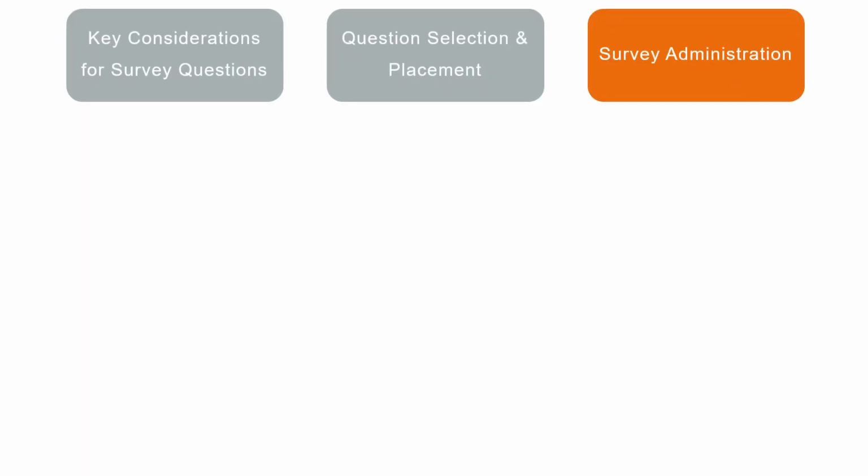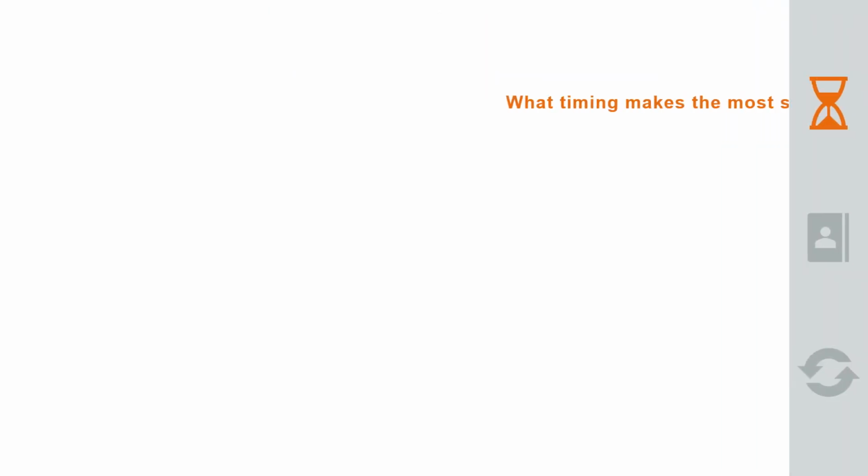And we'll wrap up by looking at survey administration. Our first administration consideration is, what timing makes the most sense? Should the survey be sent immediately post-program? A year later? This will vary based on whether you want to document outcomes that are immediately apparent or take time to manifest. You'll also want to consider the timing of other data collection activities, events, upcoming holidays, etc.